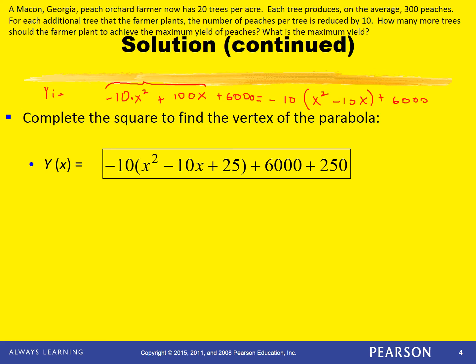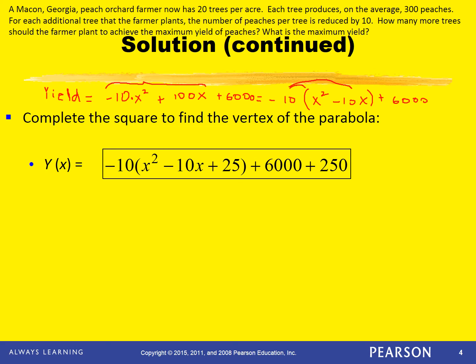That's the same thing as our yield function, which is a function of x. That's why they say y of x. You can see that if you distribute the negative 10 over here, you do get what we got on the previous slide, negative 10x squared plus 100x plus 6,000.